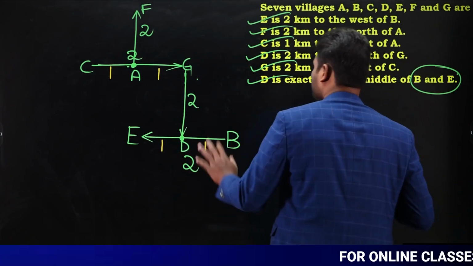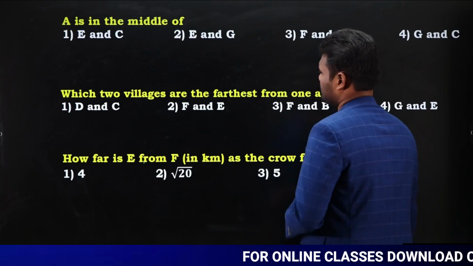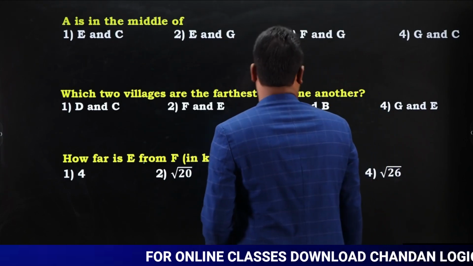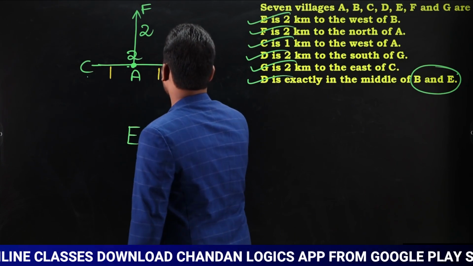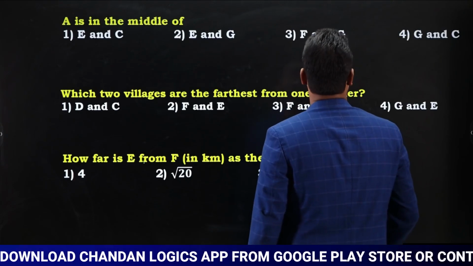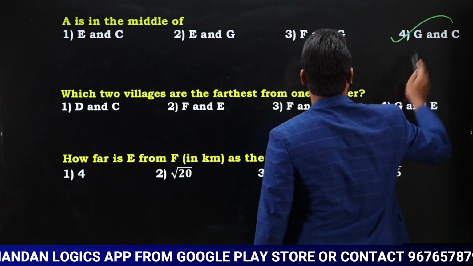Now let us look at questions based upon this. Now look at the first question. A is in the middle of, look, A is in the middle of CG. Yes or no? CG. So answer is going to be CG. That is G and C.